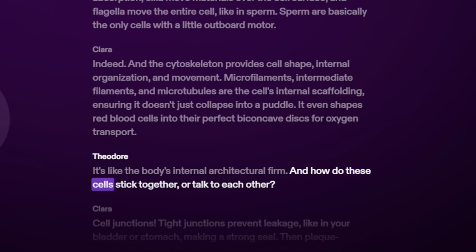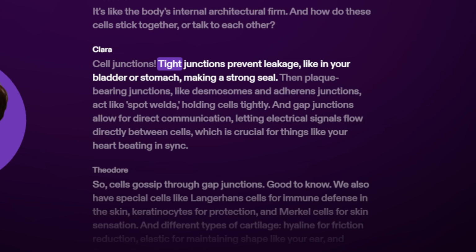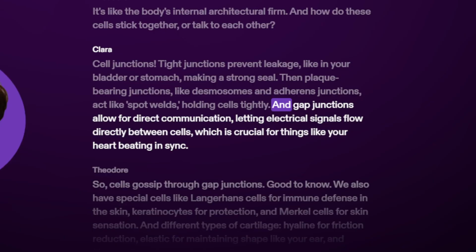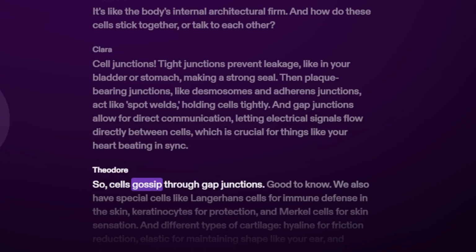And how do these cells stick together or talk to each other? Cell junctions. Tight junctions prevent leakage, like in your bladder or stomach, making a strong seal. Then, plaque-bearing junctions, like desmosomes and adherens junctions, act like spot welds, holding cells tightly. And gap junctions allow for direct communication, letting electrical signals flow directly between cells, which is crucial for things like your heart beating in sync. So, cells gossip through gap junctions.